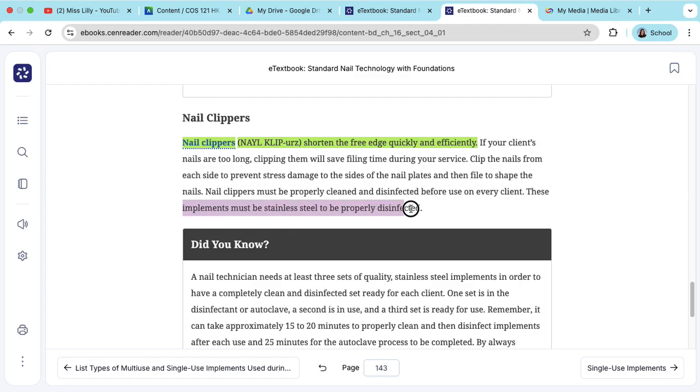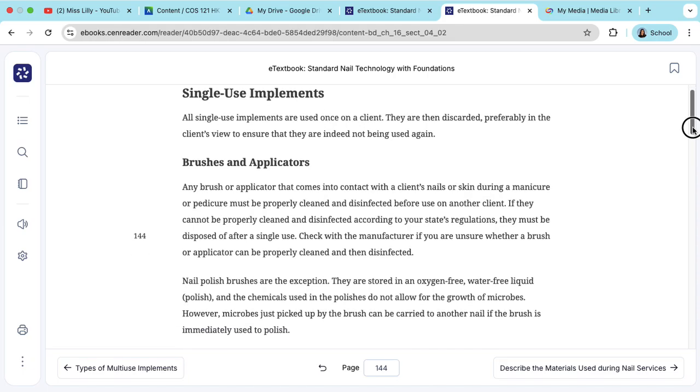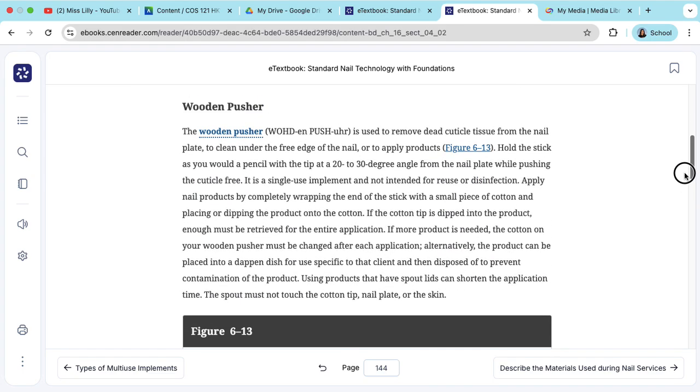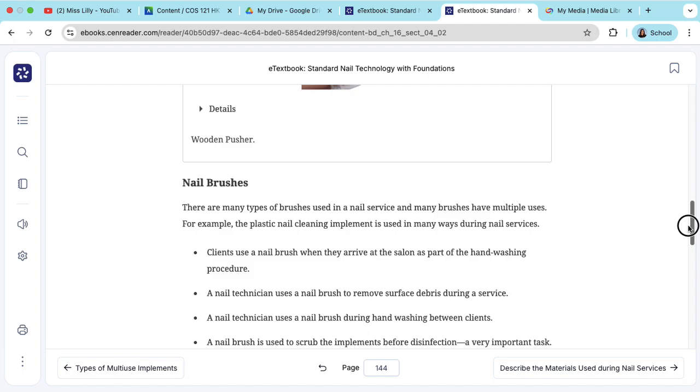These implements must be stainless steel so you can properly disinfect them. Single-use implements: brushes and applicators, wooden pushers. Wooden pushers are like cuticle pushers. These are used to remove dead cuticle tissue from the nail plate, to click under the free edge of the nail, and to apply products. Another one-time use item is a nail brush.